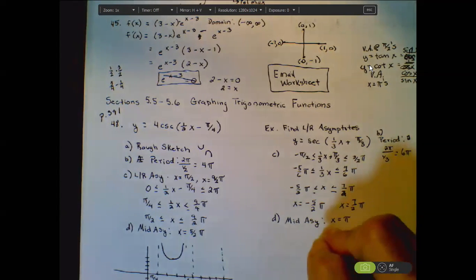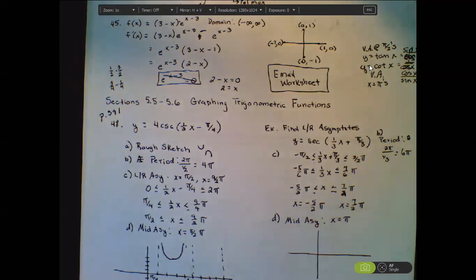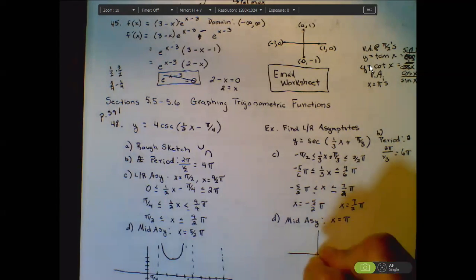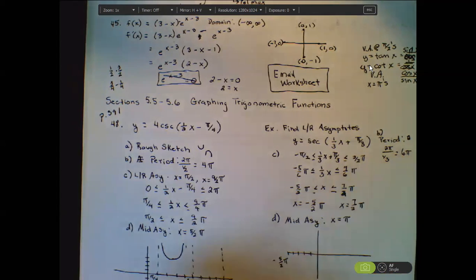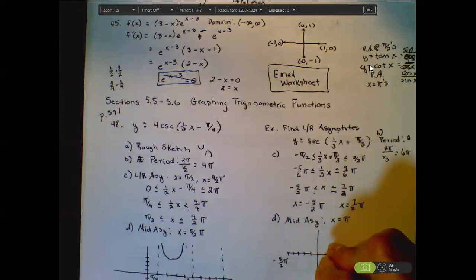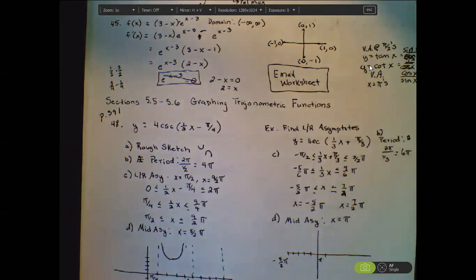And what would the graph look like? Have those asymptotes at -5 halves pi. My middle asymptote is at 1 pi. And then 1, 2, 3, 4, 5, 6, 7. Let's see, I'm counting by halves. So that's 1 half, 2 halves, 3 halves, 4 halves, 5 halves, 6 halves, 7 halves pi. That one's got to be pi over 2. Counting by pi over 2s.